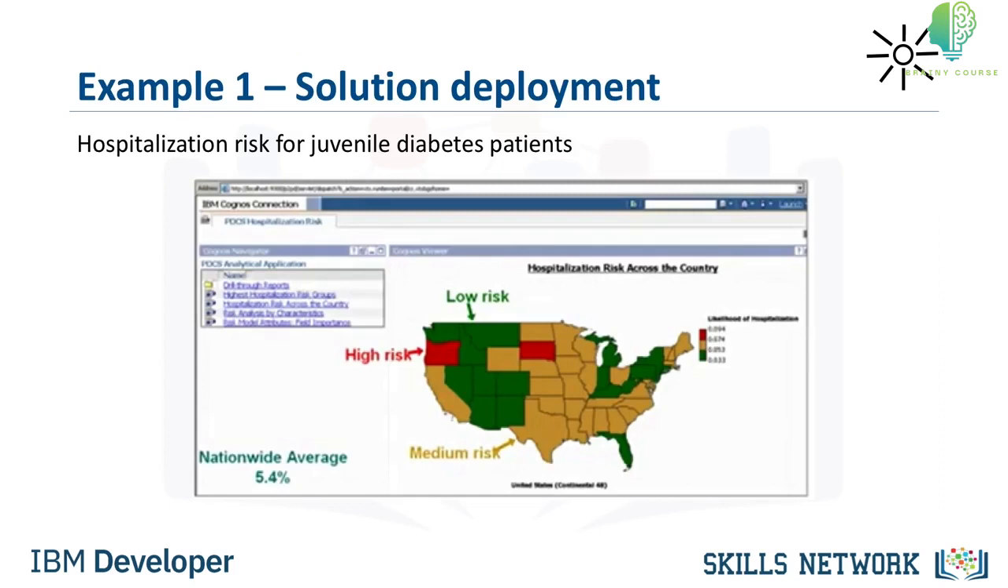In this case, the case study was hospitalization risk for patients with juvenile diabetes. Like the congestive heart failure use case, this one used decision tree classification to create a risk model that would serve as the foundation for this application. The map gives an overview of hospitalization risk nationwide, with an interactive analysis of predicted risk by a variety of patient conditions and other characteristics.